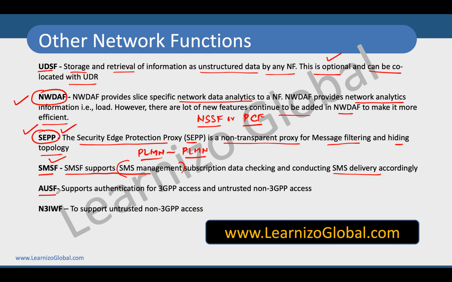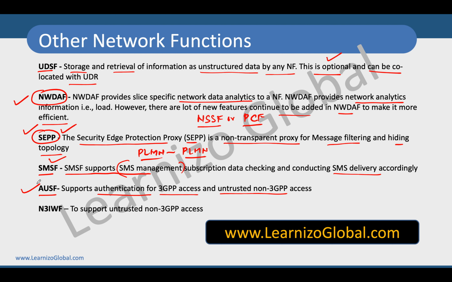AUSF is another very important function, but typically restricted to only one function, that is authentication. It is providing a unified authentication procedure for both the 3GPP access and untrusted non-3GPP access. So typically AUSF takes care of authentication both for 3GPP access and untrusted non-3GPP access.